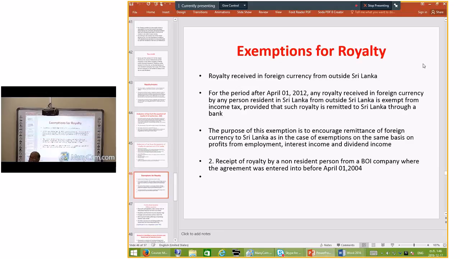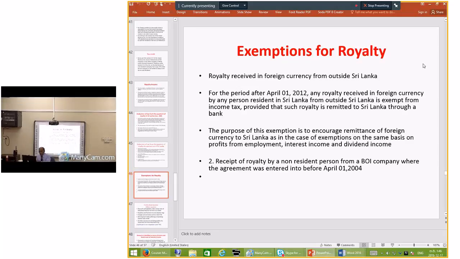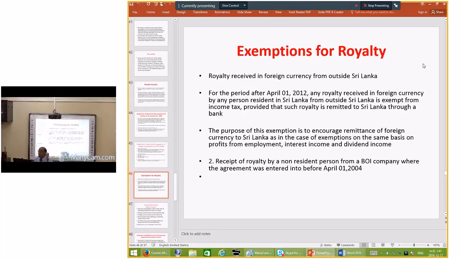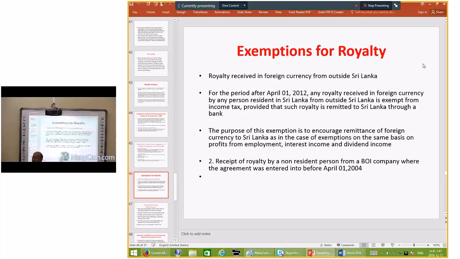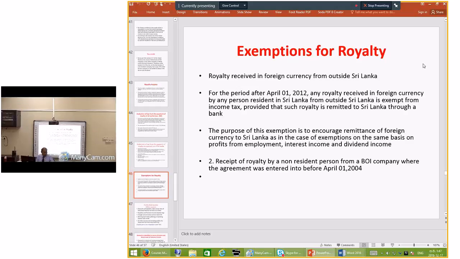Now there are some other areas to be learned. If someone in Sri Lanka receives royalty from another Sri Lankan company or individual, that royalty is chargeable under the tax act. But in some cases, royalty received in foreign currency from outside Sri Lanka is not subject to taxes. You all have to read section 2 of the Inland Revenue Act again, a very important section.